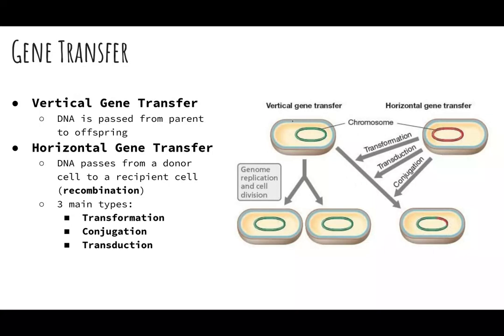So, vertical gene transfer, parent to offspring. Horizontal gene transfer, donor to recipient. It makes recombinant DNA. There are three main types of gene transfer that we're going to talk about: transformation, conjugation, and transduction. We've actually already talked about transformation before, so that's where we're going to begin.